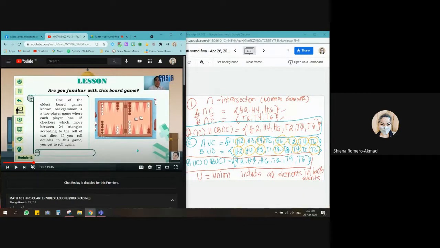I have here a trivia. As you look at the picture here, it is what we call the backgammon. It is a two-player game where each player has 15 checkers. 1, 2, 3, 4, 5, 6, 7, 8, 9, 10, 11, 12, 13, 14, 15. So you have 15 checkers each, and there are 24 triangles. Then according to your roll of two dice, if you get a double in the game, then you will roll again. Okay? So I don't know exactly how it is played, but according to this game, advantage yung pagkakaroon ng doubles because you are going to roll again. Kung nag-roll ka ulit, ibig sabihin, you're ahead of your opponent. Right?